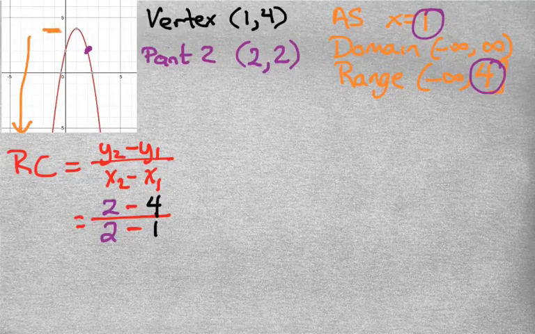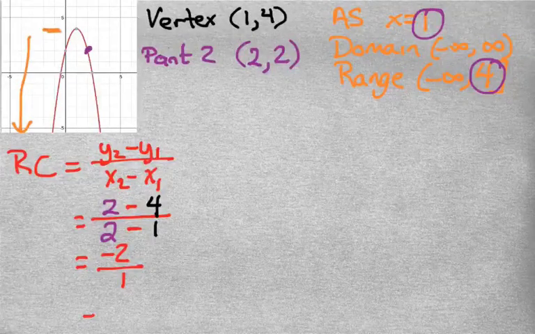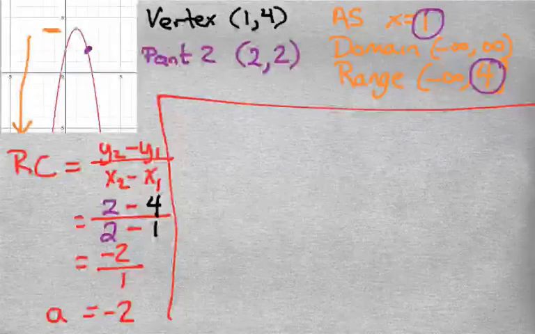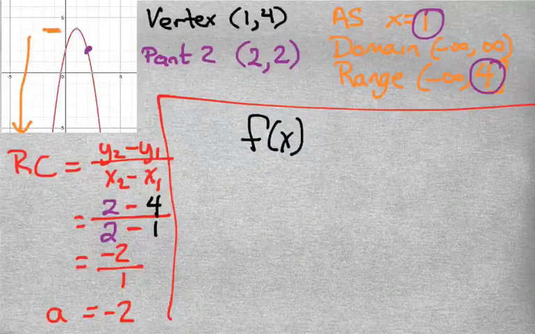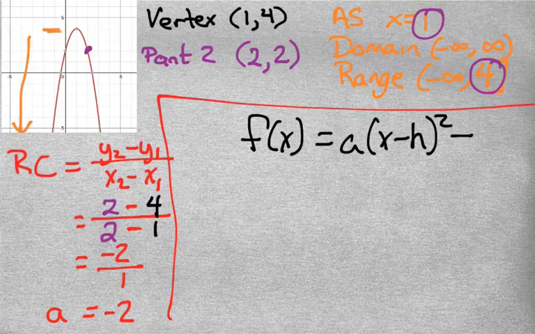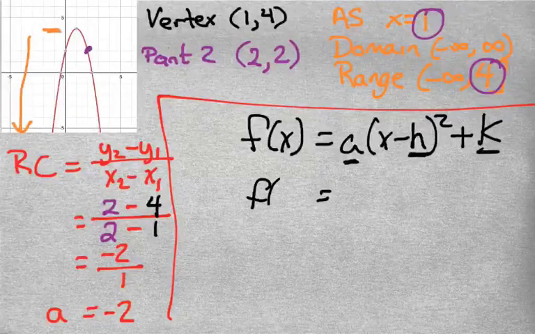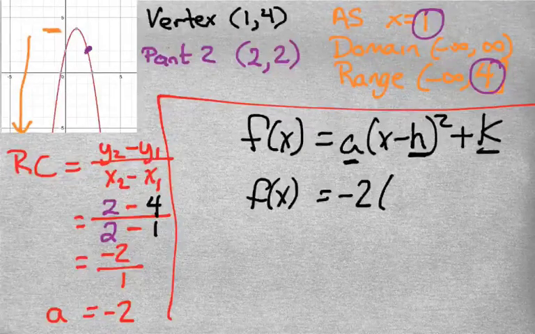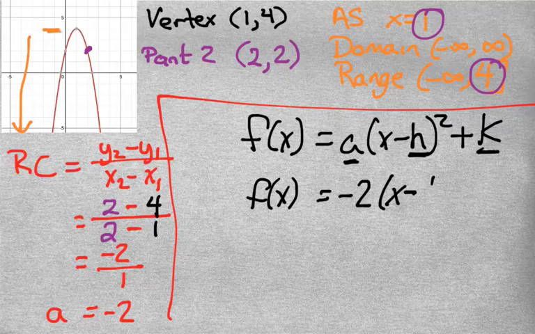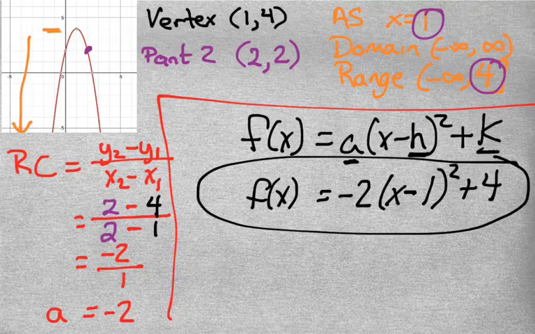And so when I simplify that, I come up with 2 minus 4, which is negative 2, over 2 minus 1, which is 1, which simplifies to negative 2. So this is, again, my a. Now we're going to plug it into that quadratic equation, function, which is a times x minus h squared plus k. Remember, this is your x and y values of your vertex. This is your rate of change. And so f of x, a was negative 2, times x minus 1, the opposite of the x value of the vertex, squared plus 4. This is our formula for this quadratic function that's graphed right here.